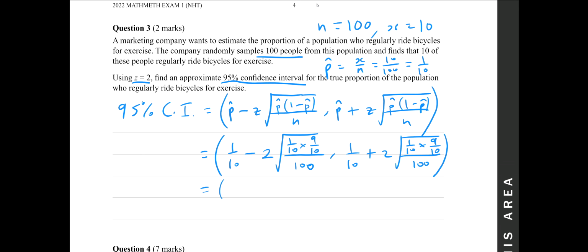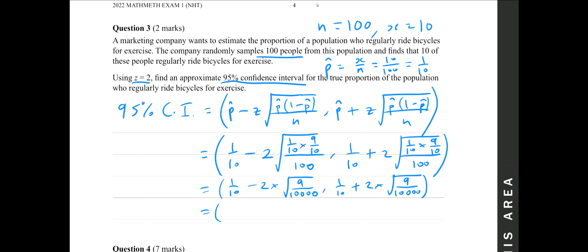Okay, so this time what we've got is 1 over 10 minus 2 times the square root. Now let's quickly figure out what's going on here. 1 over 10 times 9 over 10 is 9 over 100, and 9 over 100 divided by 100 is 9 over, it'll be 4 zeros, so that's 10,000. Okay, comma, 1 over 10 plus 2 times, in this case, again, the same square root. That's just 9 over 10,000 again.